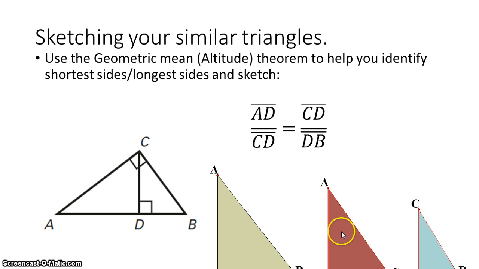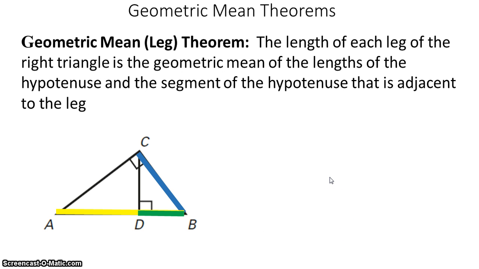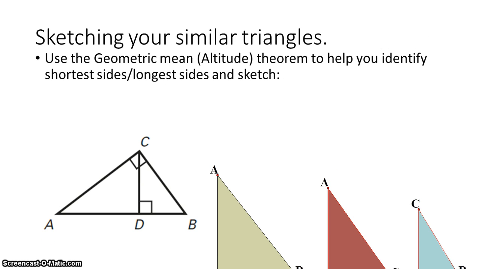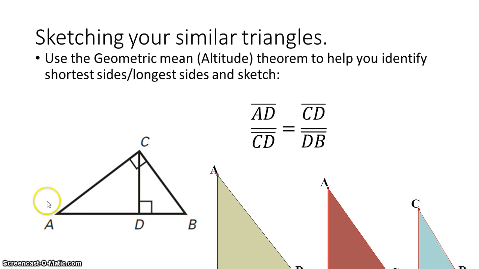CD is the short leg on the medium triangle, and DB is the short leg on the small triangle. If I were to set this up using my geometric mean altitude theorem, this is the altitude, and it's the geometric mean of this piece and this piece. You get the same answer. So there's two different ways you can get this information. It really just depends on which way you like to use best, but they will all get you your missing pieces of information.